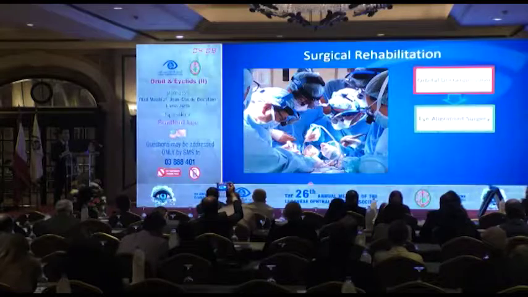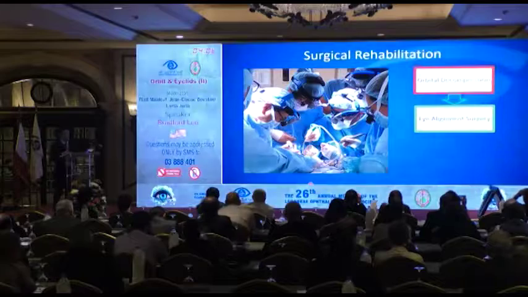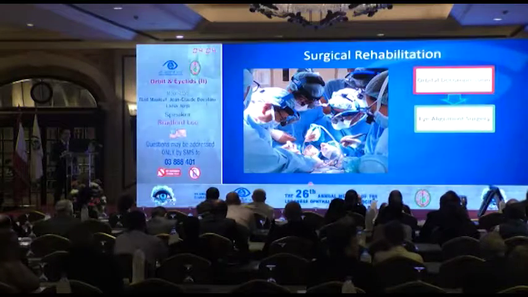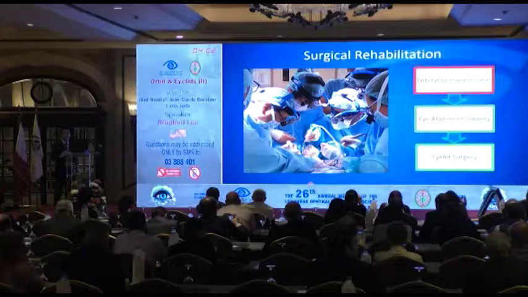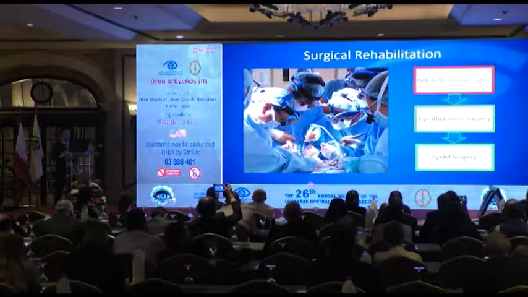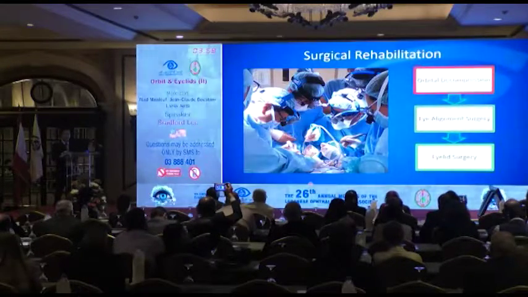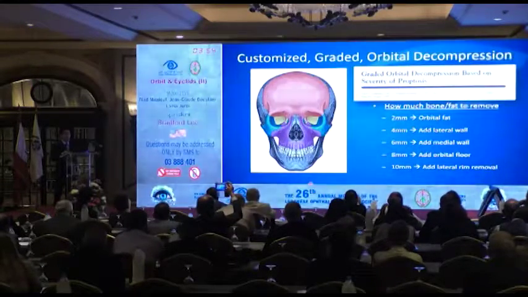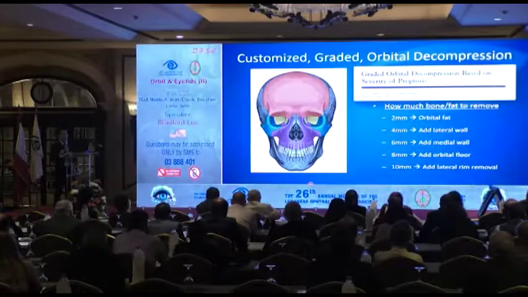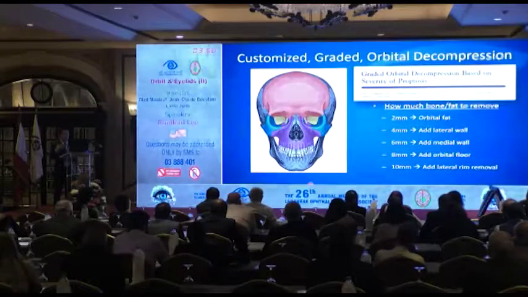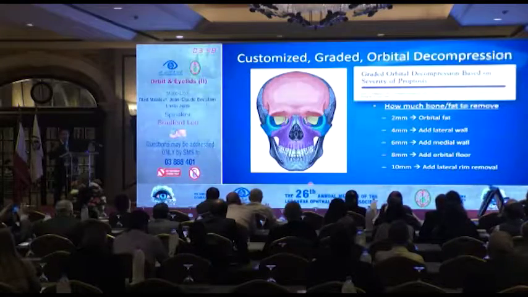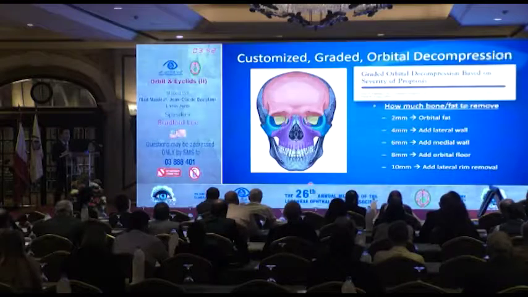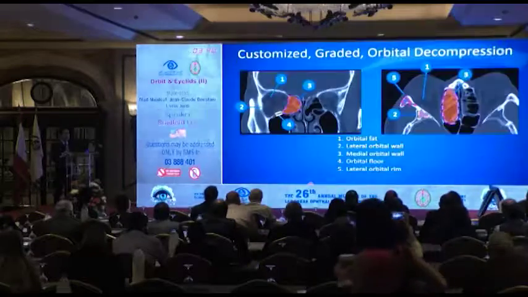So in terms of surgical rehabilitation, I'm not going to talk too much about this because my colleagues will cover this later. But obviously we talk about it being a 3-step process: decompression, eye alignment surgery, and eyelid surgery. We always like to do a customized graded orbital decompression. So I tell patients, we're not going to do the same decompression on every patient. If your eye is bulging 2 millimeters, that's a very different scenario than if your eye is bulging 8 millimeters. So depending on how much proptosis they have, I'll do a graded decompression.